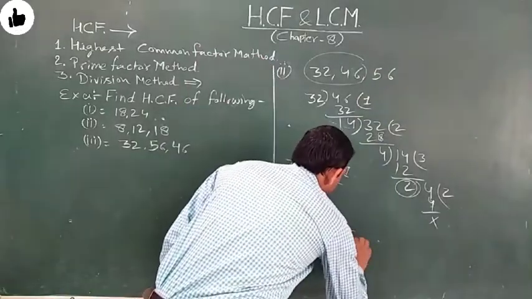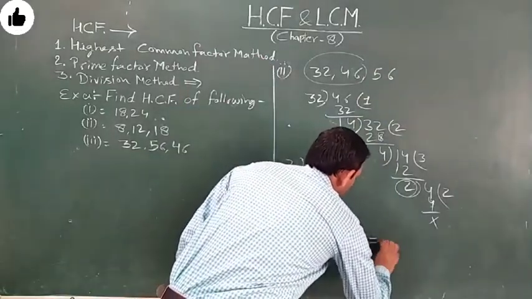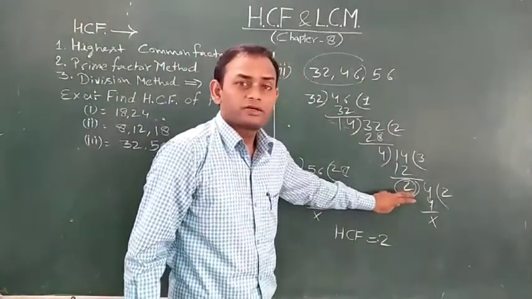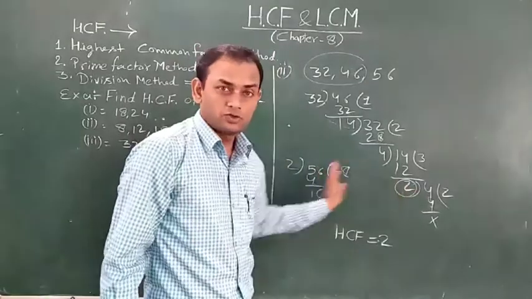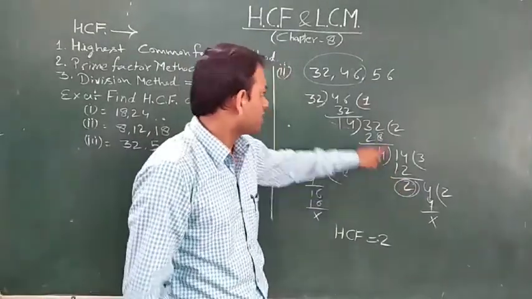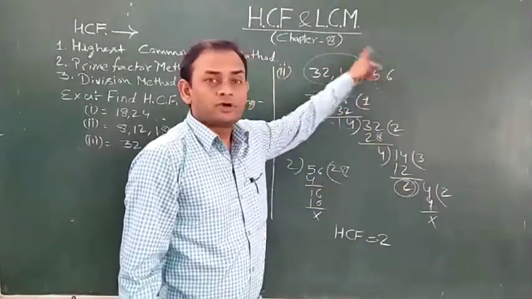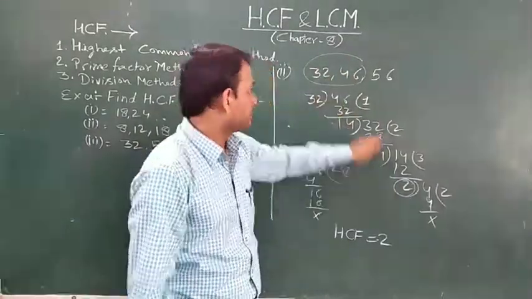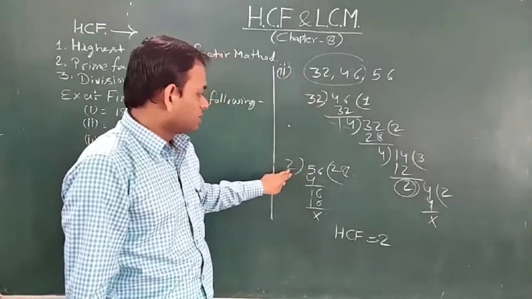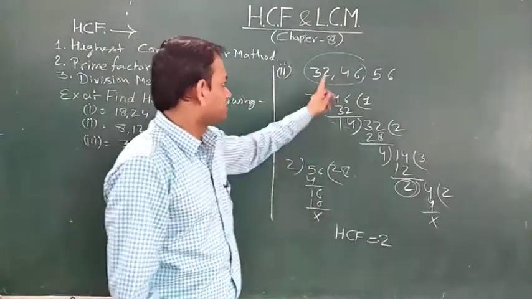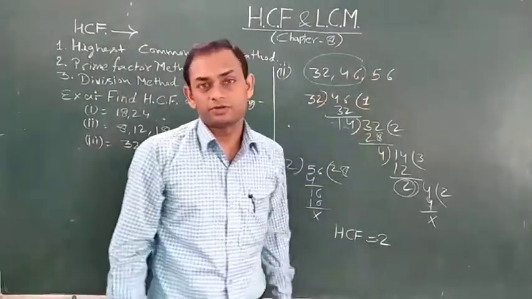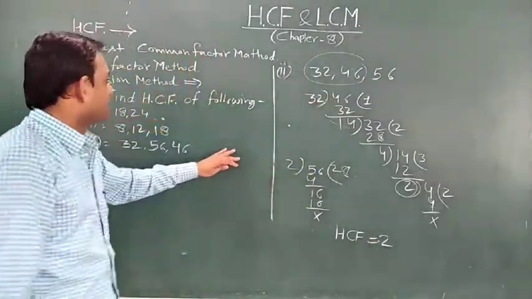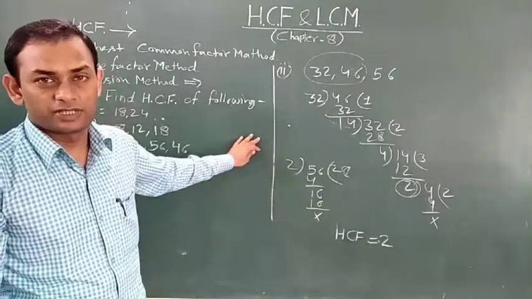HCF is equal to 2. Okay, this is not this and this, both are 2, but we cannot say this 2 is the HCF of all of them, means all the 3 numbers. No, this 2 is the HCF of this and this. This is the last divisor. This is the HCF of these 3 numbers. So this is the method I told you. By that you can find out the HCF.